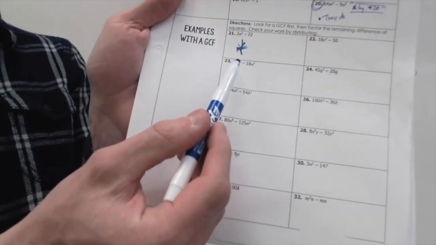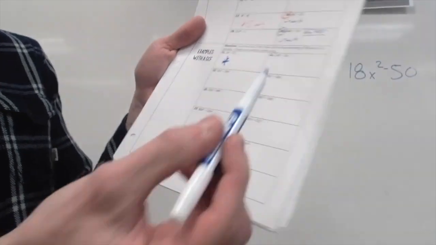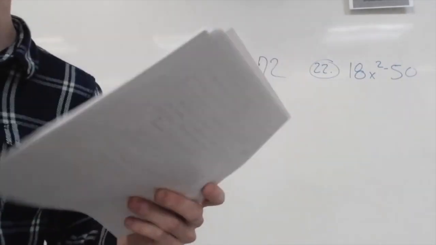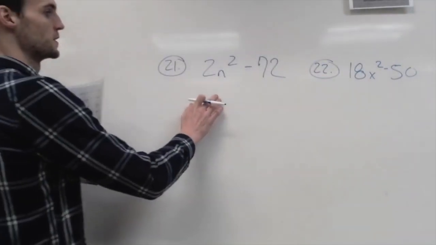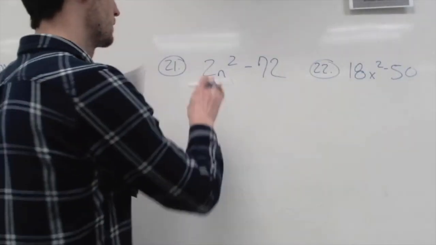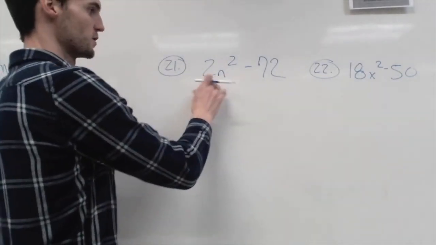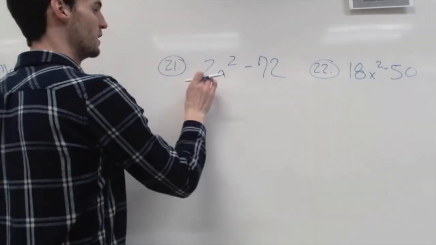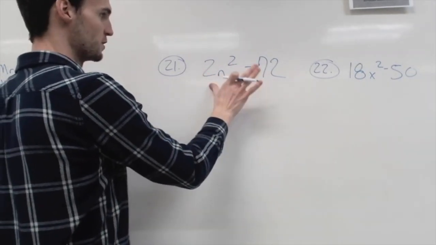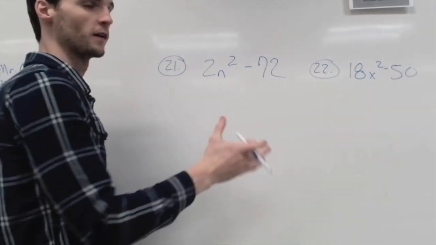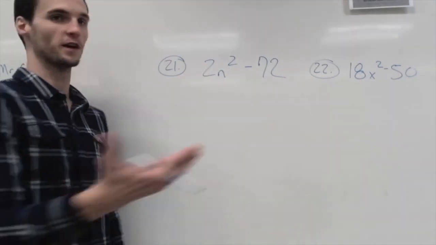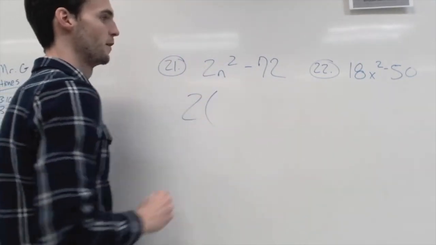Okay, now we're doing these down here. It says to look for a GCF first and then factor the remaining difference of squares. Check your work by distributing. So we're going to basically do what we did in lesson 50 yesterday in class first. Remember, we first look for the biggest number that will go into both of these evenly. Anytime there are even numbers like this, 2 is going to go into them evenly. And since 2 is the biggest one, 2 is going to be out here.